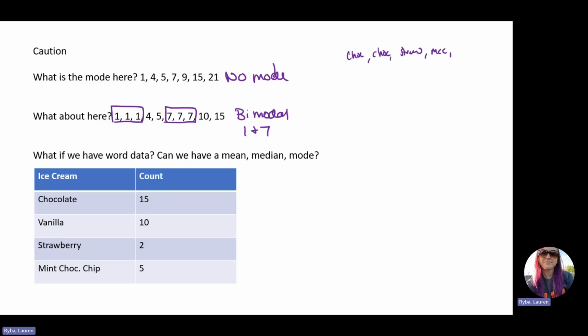If I list those, can I find an average ice cream flavor? No. It makes no sense to talk about an average ice cream flavor. For the same reason, it makes no sense to talk about the median ice cream flavor. Okay, it's not giving me any useful information. It does not matter that we have counts here. This is just a frequency table telling me how many times people answered chocolate. I do not take these numbers and calculate a mean and a median.